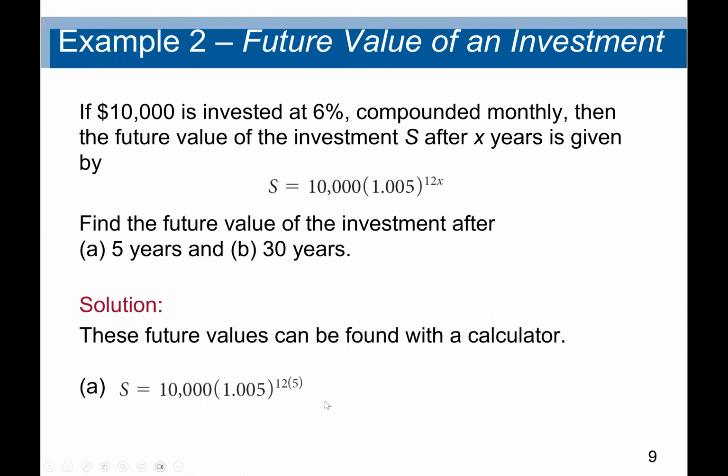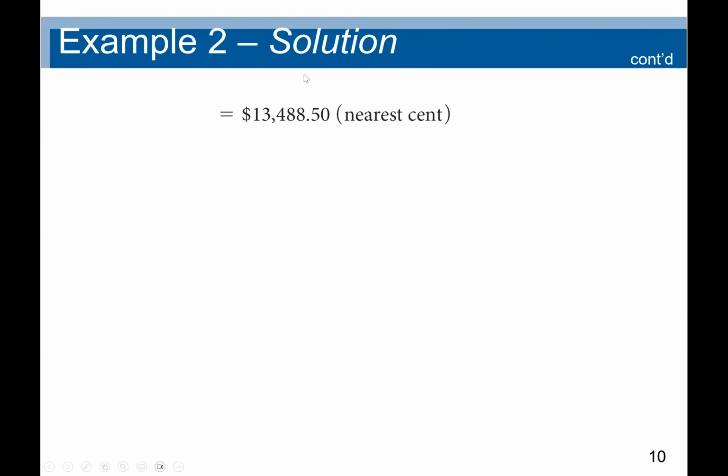So first, we are going to substitute x with 5 since it's 5 years. So we get 10,000 times 1.005 to the power 12 times 5. And this will give us 10,000 times 1.005 to the power 60, since 12 times 5 gives us 60. And after using our calculator, we get 13,488.50.